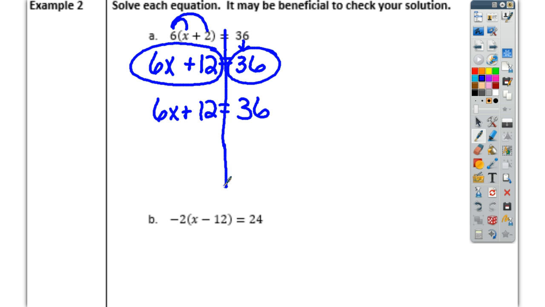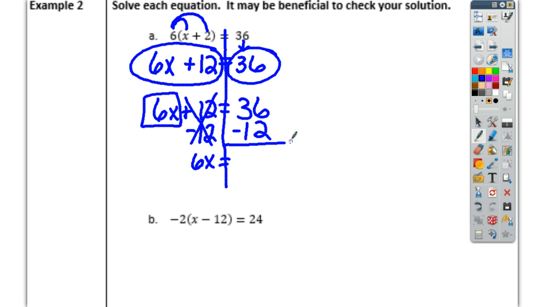Now, red rover, send over. We want to get this by itself, get the numbers together, so inverse: minus 12 to both sides. That cancels out. 6x equals 36 minus 12. That is a fight. Positive wins by 24. Divide both sides by 6. X equals 4 is your final answer. If you were to go up here and put a 4 in here, 4 plus 2 is 6. 6 times 6 is 36. All right?